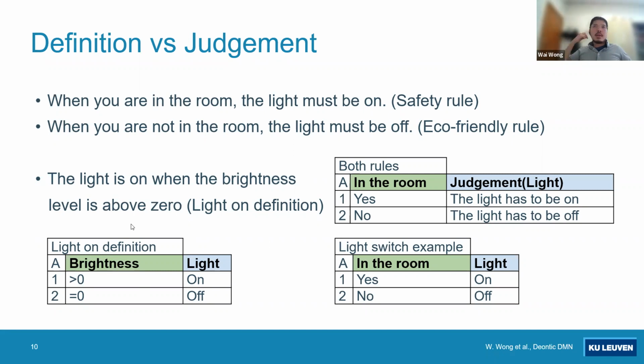It's the same as, for example, if you define age: above 18 is an adult, and younger than 18 is a child, then you won't go outside that. You cannot say, okay, you're 70, but you are an adult here. No, in here it is sort of a definition. So we see that these two are two different things. But in the traditional DMN, how we do it, we just treat them the same.